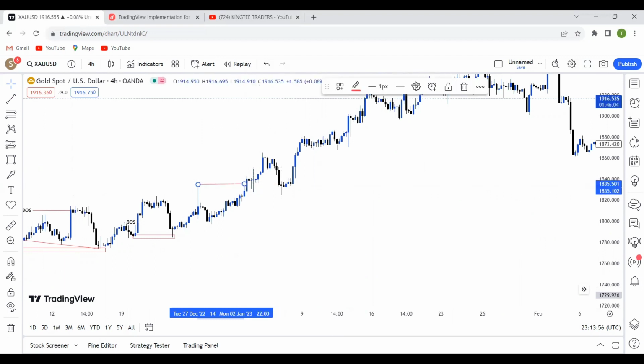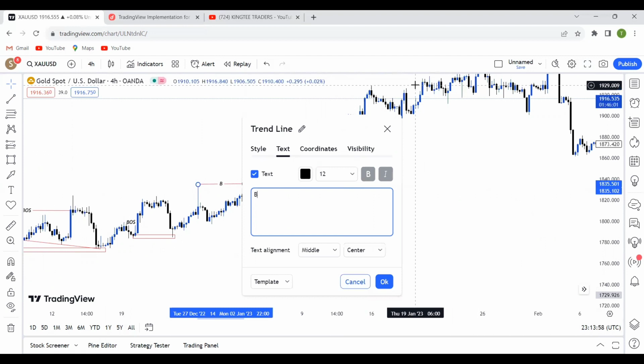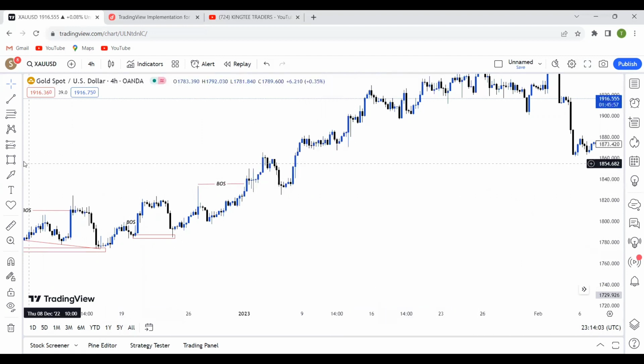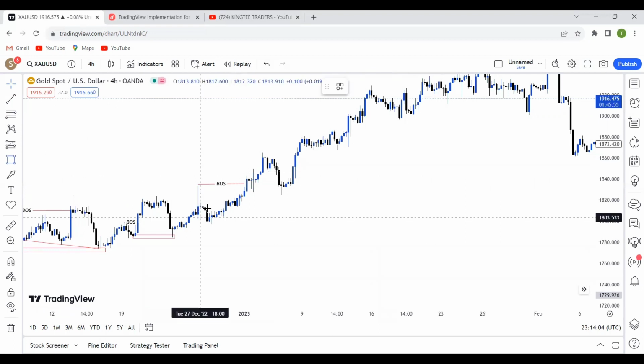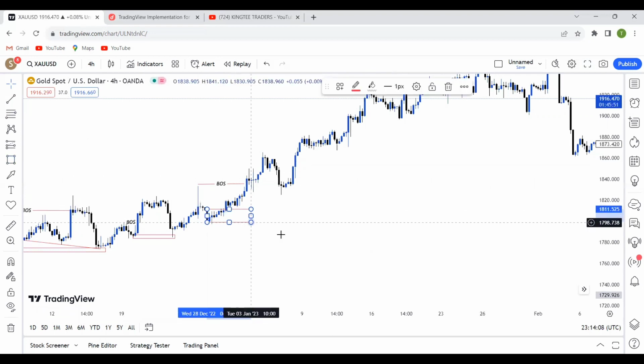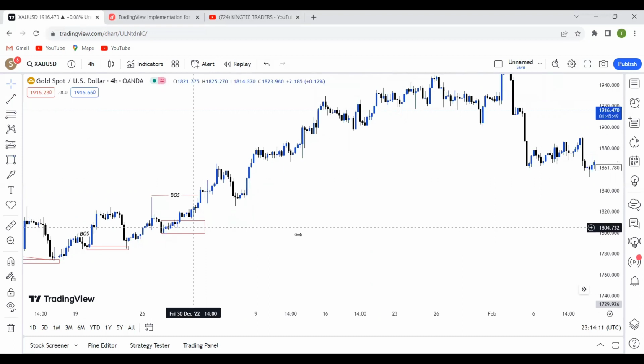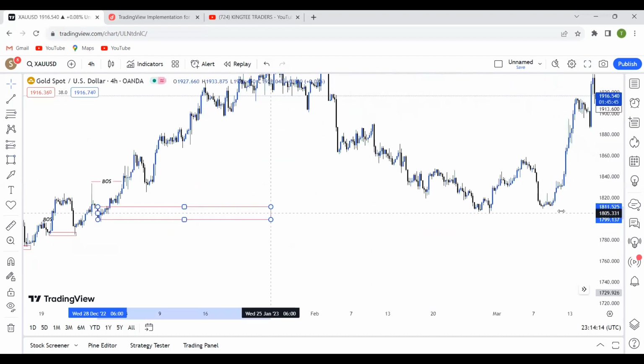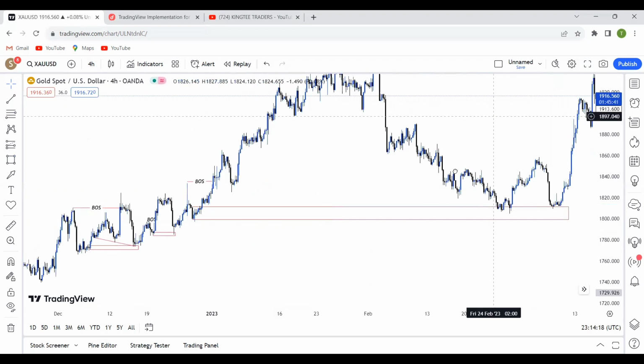Let me mark our BOS. This is our break of market structure. Then from this break of market structure, obviously our order block is supposed to be what? The last bearish candlestick. Then let's see what happened. Let's see if the market came. Okay, in this case, the market came and mitigated this order block.